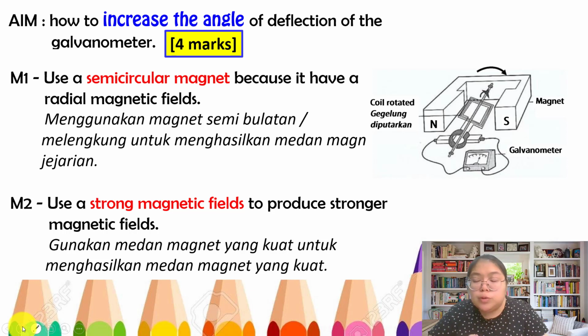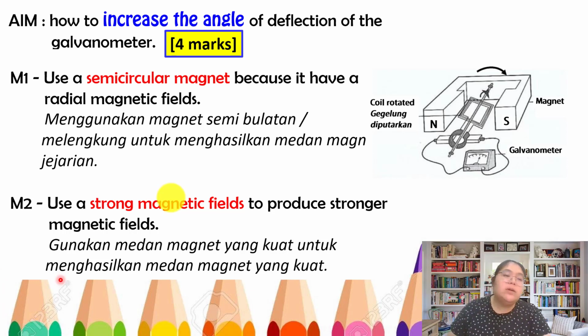Okay, so now we go to do some modifications. First one, you can use a semicircular magnet, just like the ammeter magnet, they call it curved. When you just mention semicircular magnet, you get 1 mark. Reason, because it has a radial magnetic field, then you get another mark. So this one is 2 marks. If you do not want to mention semicircular magnet, you can say you are using a strong magnet. Why? Because you want to produce a stronger magnetic field. Also can.